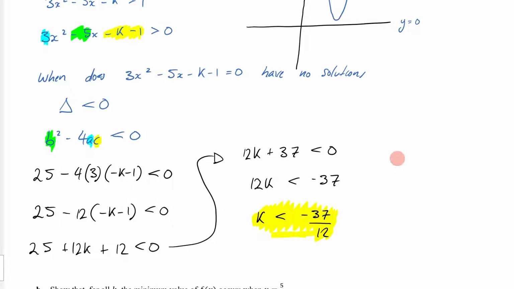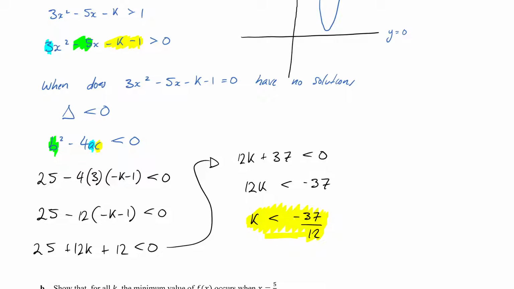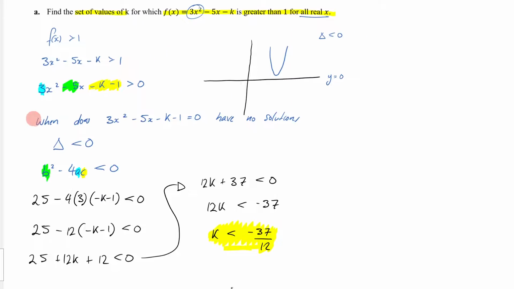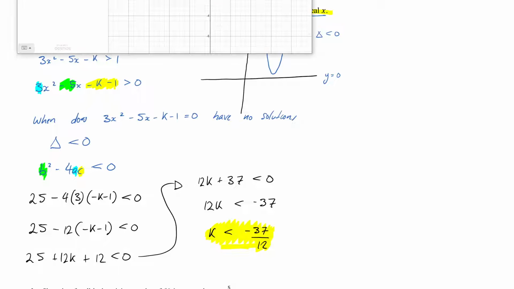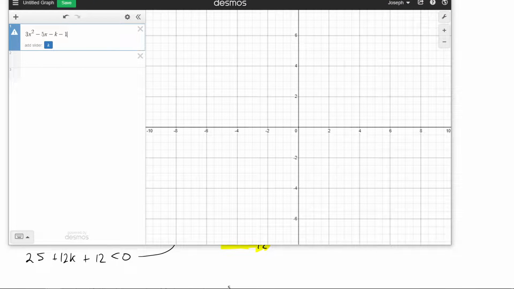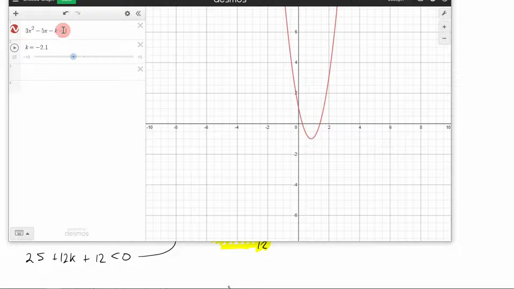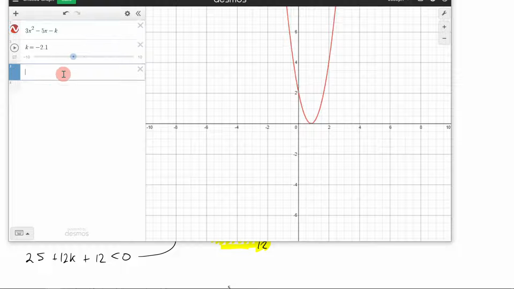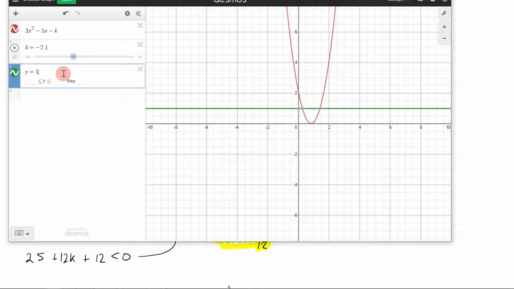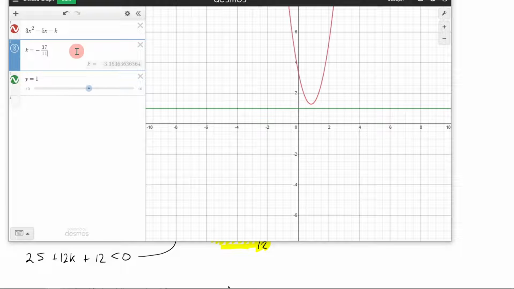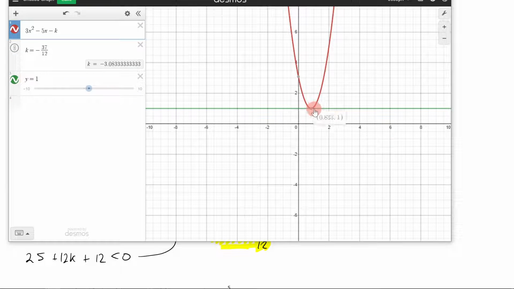All right, we'll pause here and go into the next part. I do think it's useful to show you what this looks like on Desmos. Obviously in an exam you wouldn't be able to graph this at all, but as we're learning here, I think it's really helpful to get a good sense of what you're doing. So here is Desmos. If I add a slider here, you can see we've got a graph. Let's go y is equal to 1. If this value is negative 37 on 12, do you see how it's exactly touching that line?